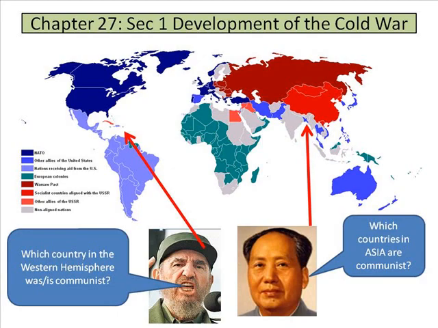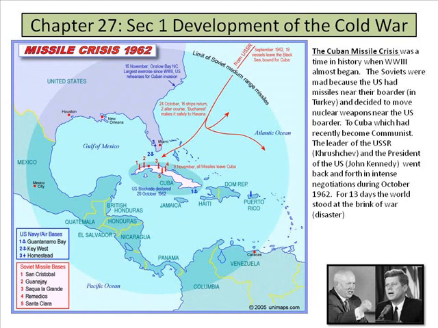Then what you guys can see on the next map is what's going to happen with the Cold War. The Cuban Missile Crisis was a time in history when World War III almost began. The Soviets were mad because the U.S. had missiles near their border in Turkey, and decided to move nuclear weapons near the U.S. border. To Cuba, which had recently become communist.